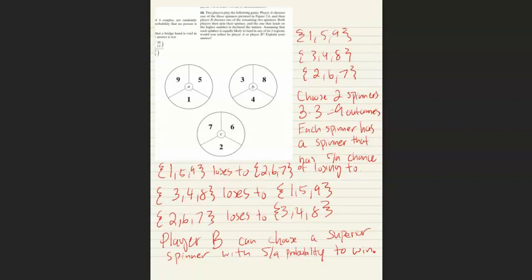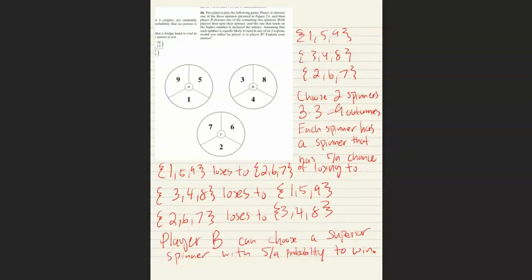So for this question, we basically have an array of 3 values for each spinner, and there's 9 outcomes based on whichever spinner person B chooses. For example, person A could choose spinner A, and then he might land on a 1 with a 1/3 probability, and person B might land on an 8 with a 1/3 probability.